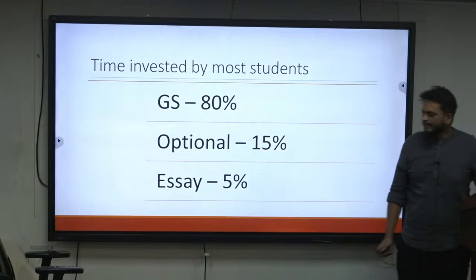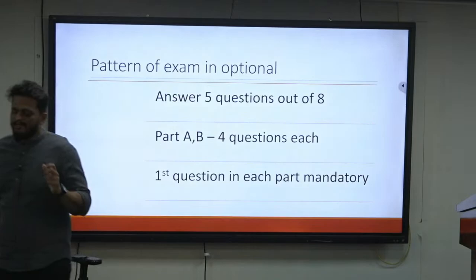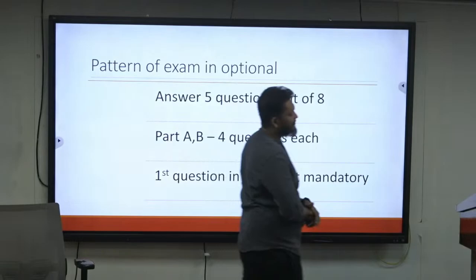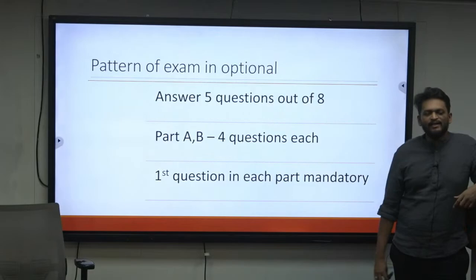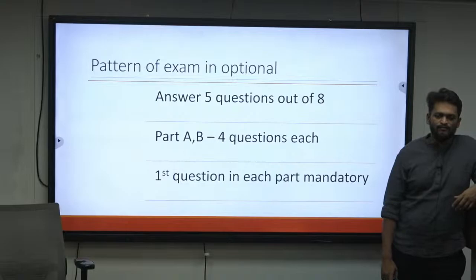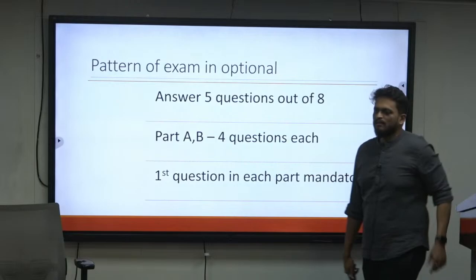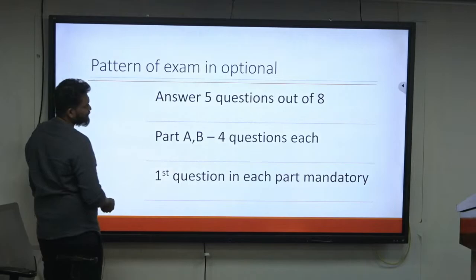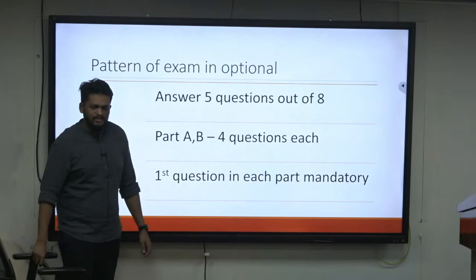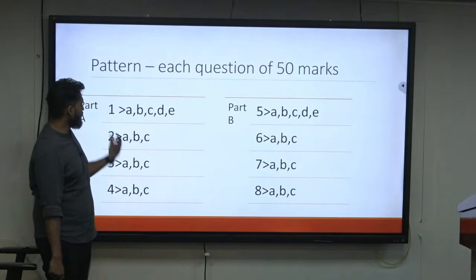Next, the optional exam pattern. Probably new students, you may not have seen the optional subject pattern. There are 8 questions, so far. If you look at the last 20 years, they have followed a similar type of pattern. There are 8 questions in optional, out of which you have to answer only 5. That means there is a choice. In GS subjects, there is no choice. But in the optional subject, there is a choice in the questions. You have to answer 5 out of 8 questions. There is part A and B. That means there are 4 questions each in part A and B. You can see 4 here and 4 here.